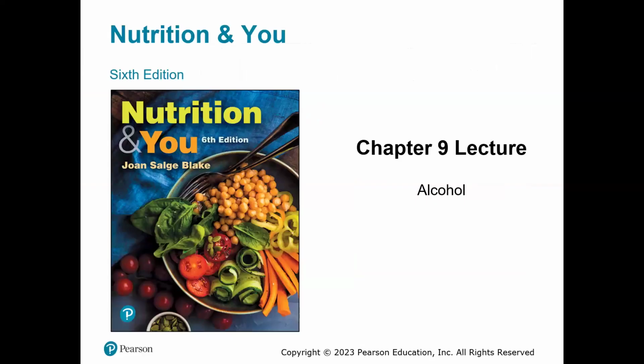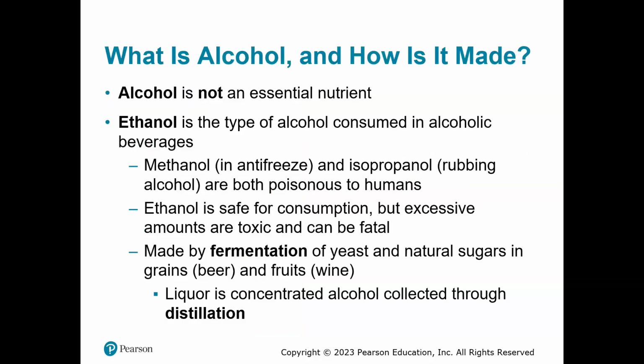So we've been up to this point kind of talking about essential nutrients and important parts of our diet. Here we are now talking about something that is not an essential part of our diet, but does tend to factor into our lives quite a bit. So we are going to talk a little bit about alcohol. As I said, alcohol is not an essential nutrient. It is ethanol or ethyl alcohol, which is a type of alcohol consumed in alcoholic beverages. Ethanol is safe for consumption, but it is considered a toxin by the body.